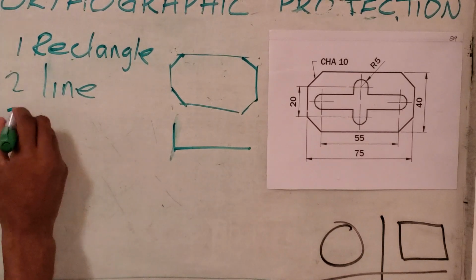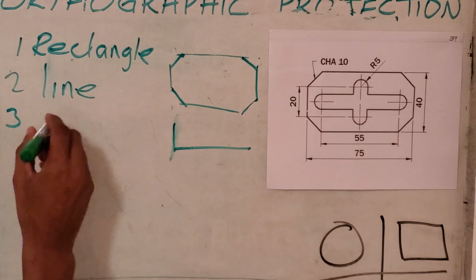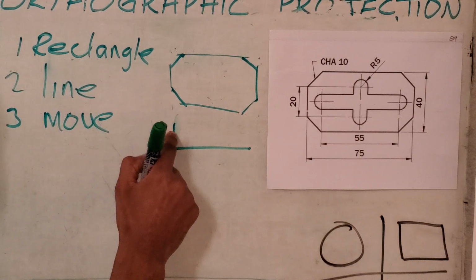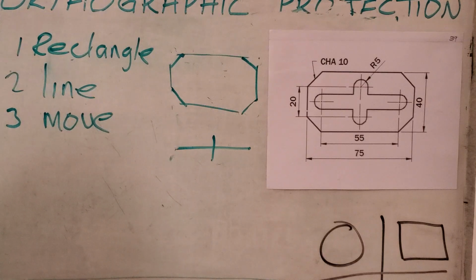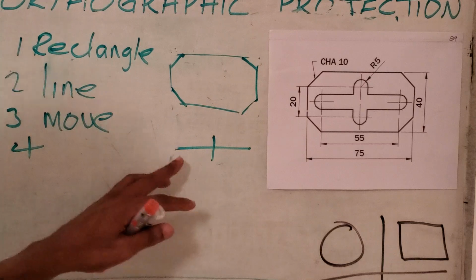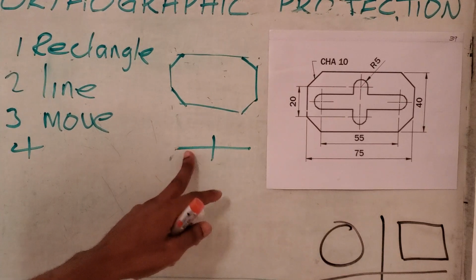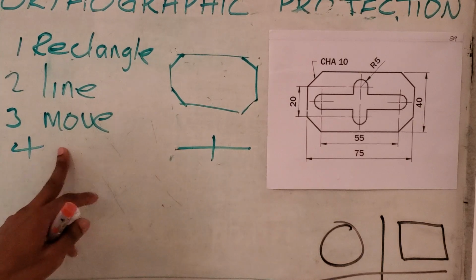Then move, or click and drop it here, move. Or left click and drag this, drop it here to get that. The next step is we could use either offset or we could use multi-line. So the fourth step, we could use offset.